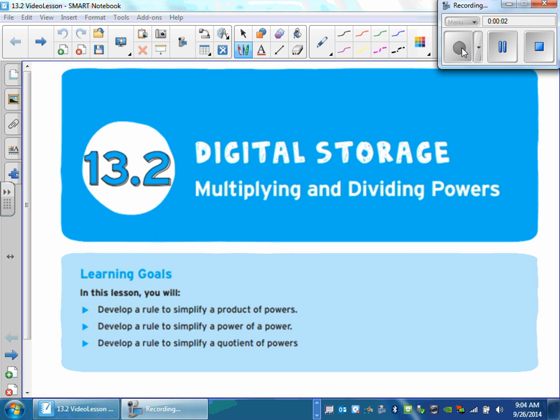13.2 is about multiplying and dividing powers. In this lesson, we are going to be developing 3 different rules. One rule for simplifying a product of powers, another for simplifying a power of a power, and lastly, a rule to simplify a quotient of powers.